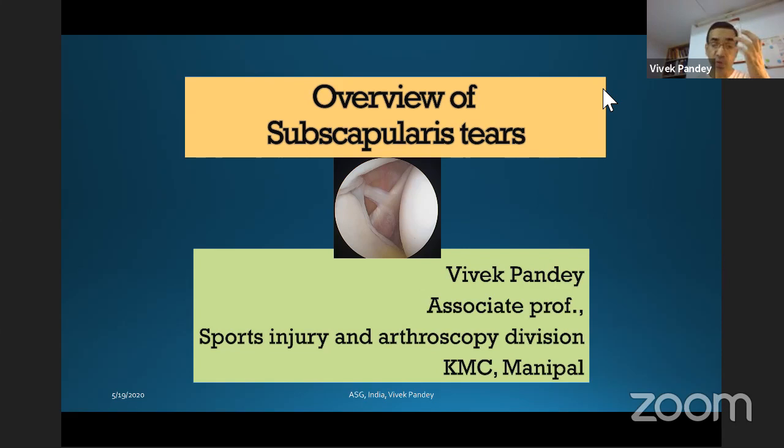So let's start with an overview of subscap tears. Here I'm going to discuss a bit about the anatomy, the function, and then the classification, how subscap tears are classified, followed by a bit of overview of my treatment, and then the JC will look after the rest. I'll not go into the treatment details, how to do the things, just an overview.